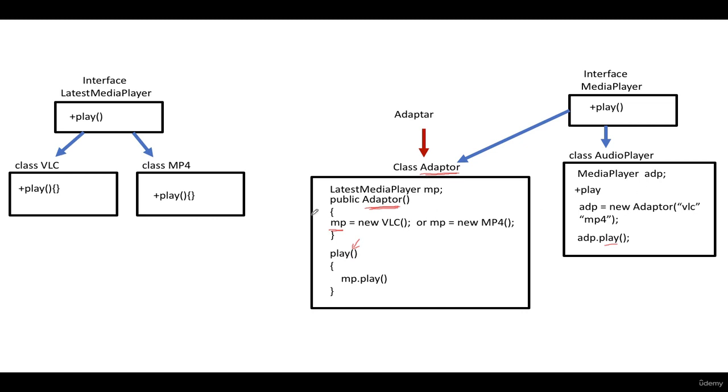So you can see the link here. In this particular constructor, let's say if I pass VLC, then it will create the instance of VLC here, because we are calling the constructor of this adapter class. And then once we call the play method from this instance, which is the instance of adapter class, it will call the play method of this adapter class, and from here we call the corresponding play method of that VLC class. So that's how the audio player is able to play the VLC file or the MP4 file.